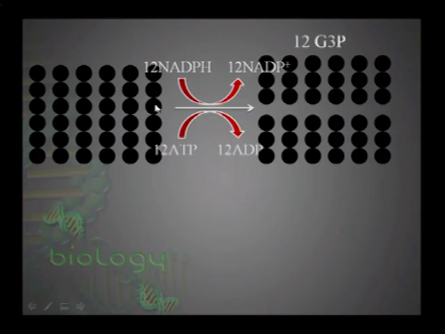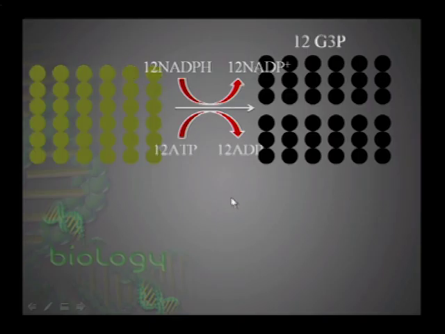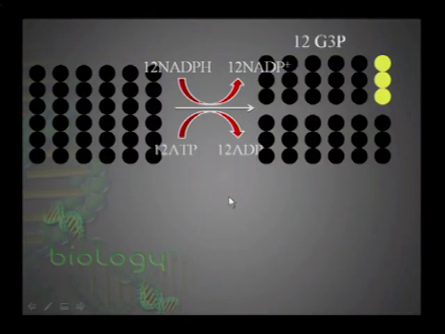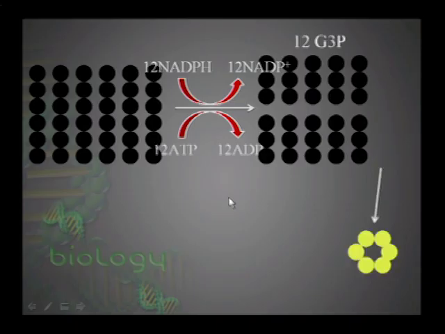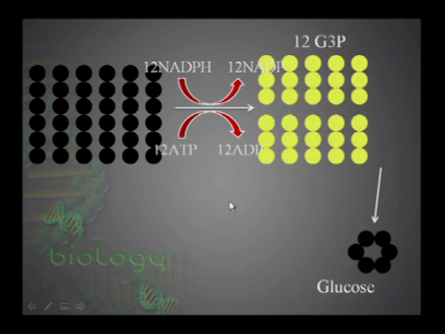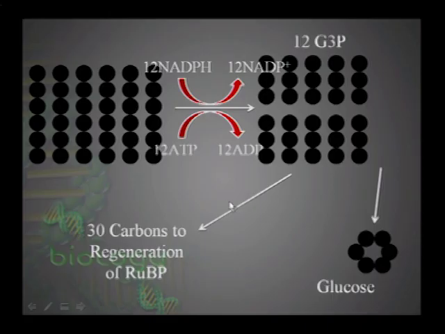So let's look at this in a little more detail then. So again, we're going to start with our 6 carbon intermediates. They're going to be split in half to produce 12 3-carbon molecules called glyceraldehyde 3-phosphates. That's going to require NADPH and ATP. So again, those split into those. And then 2 of those will be diverted into glucose production. So one molecule of glucose will be produced. So 6 carbons go out. And then the remaining 30 carbons will be used to regenerate ribulose bisphosphates to get back where we started.